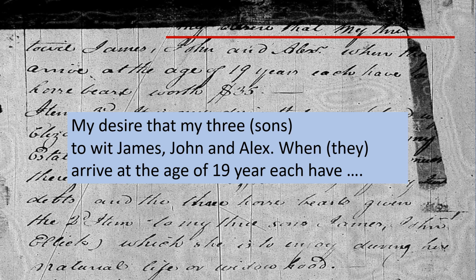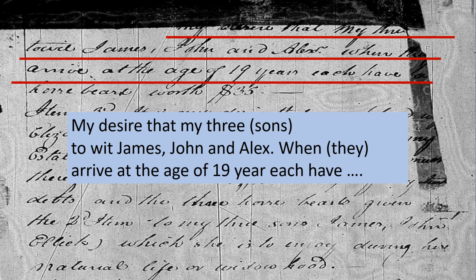"My desire that my 3 sons," you can't see "sons," so that's implied, "to wit, James, John, and Alex, when they arrive at the age of 19 years, each have," and he then lists what they get, and I think it was a horse worth $35.